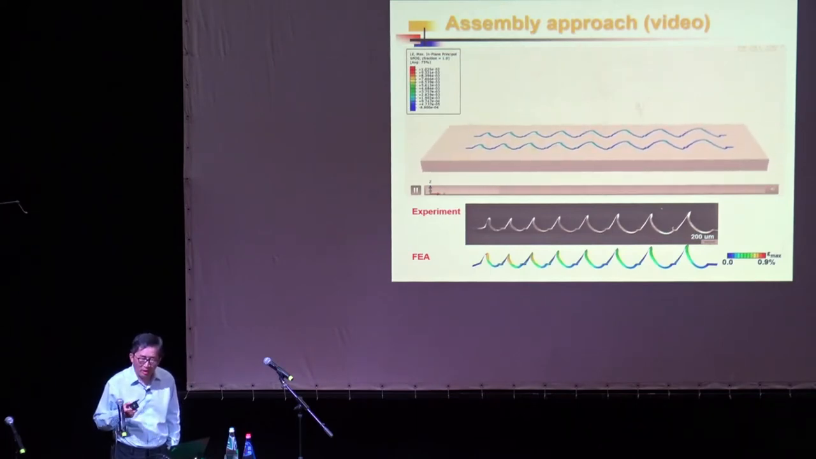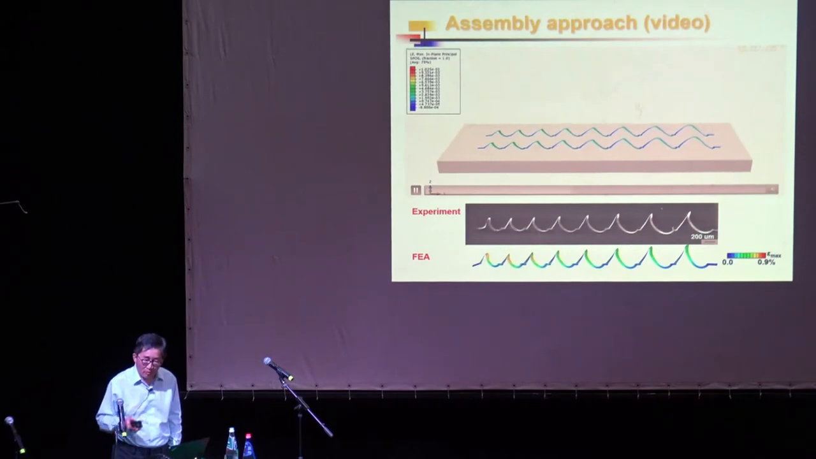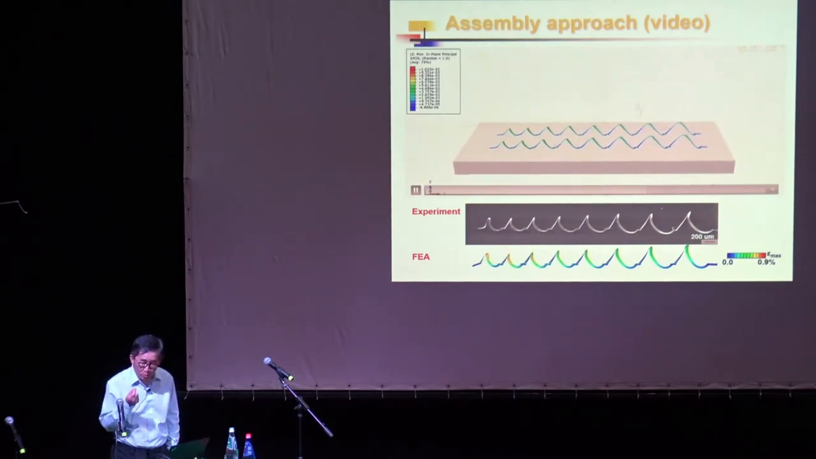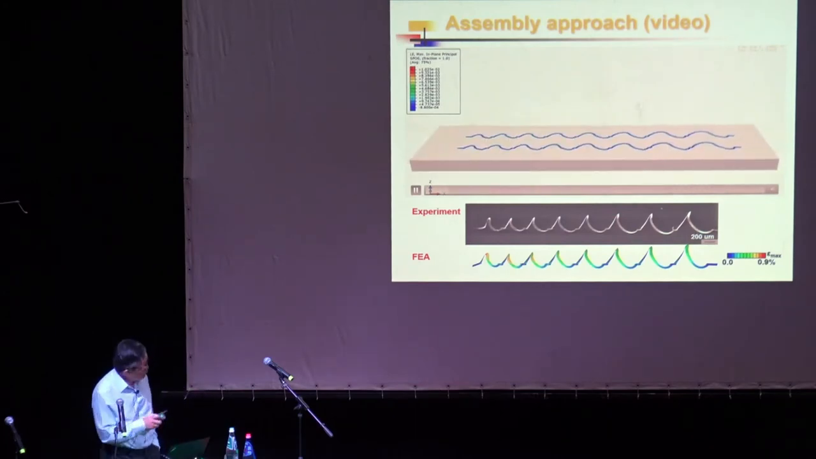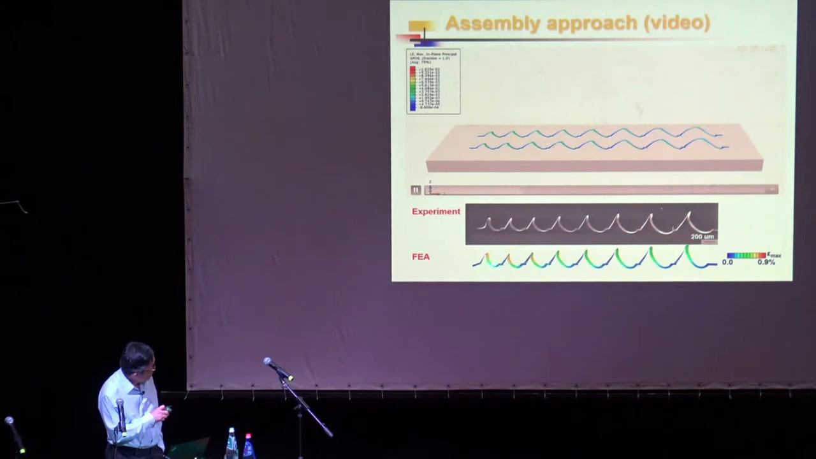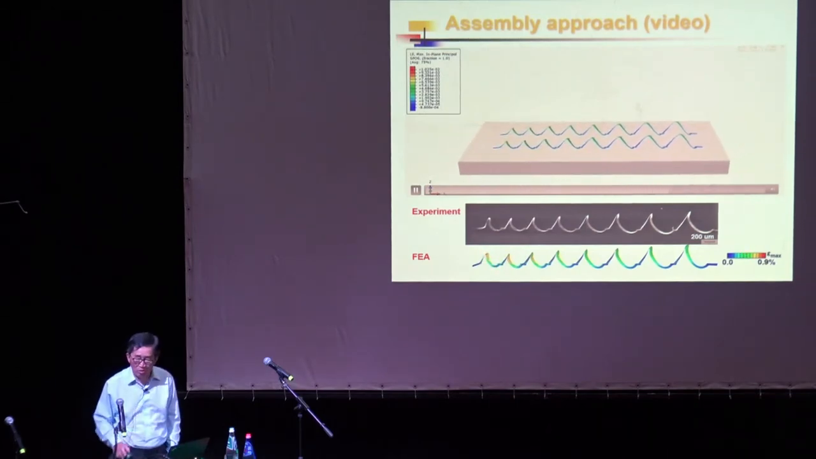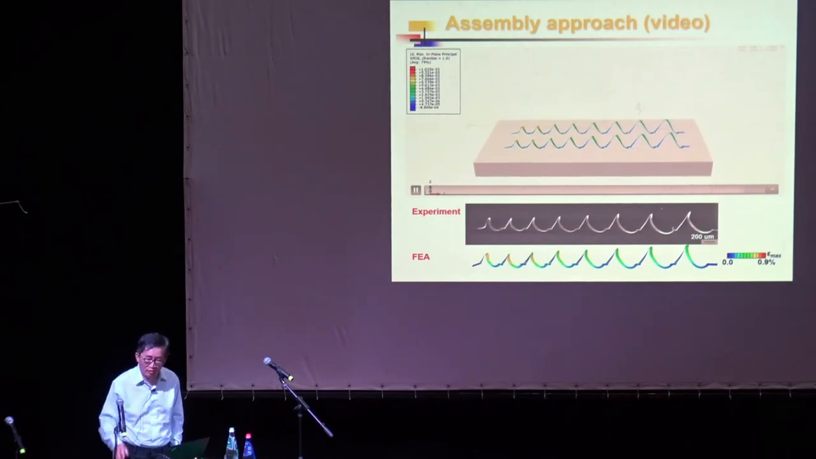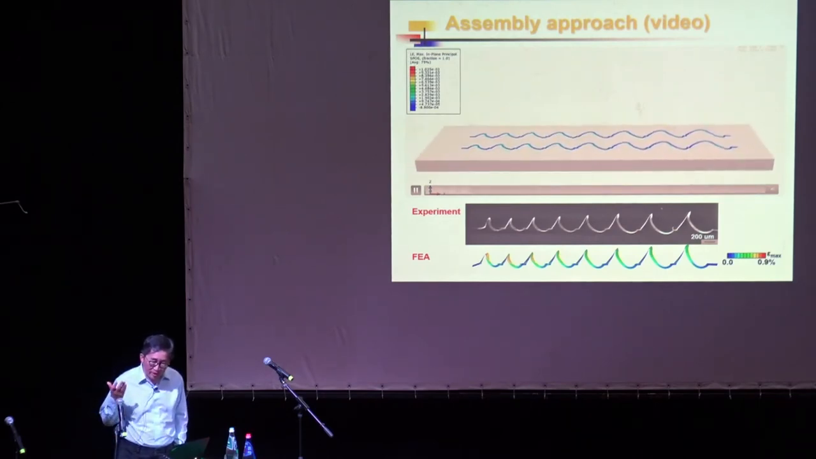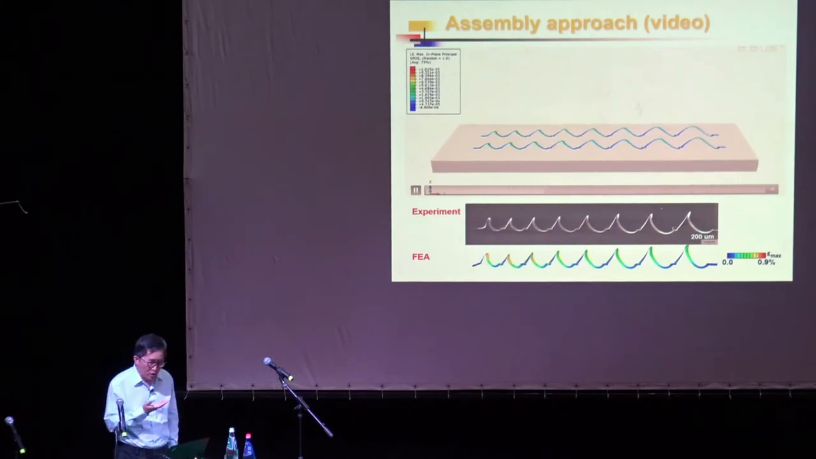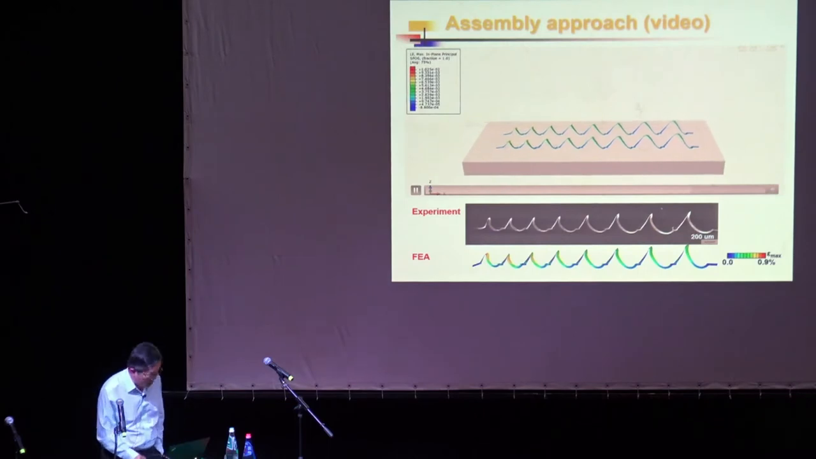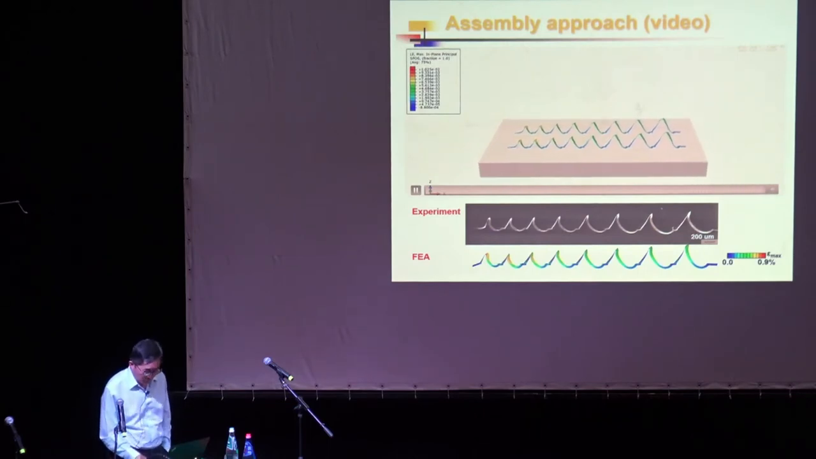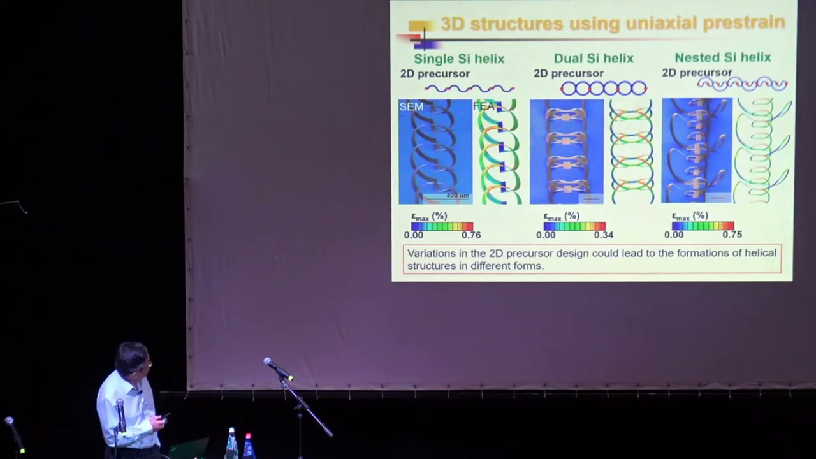Why do we do that? Because silicon, like metals and polymers, is a very brittle material. With just 2% stretching, it breaks. So we have to make sure during this process the strain in silicon is small. You can see the maximum strain here is roughly 0.4%, much smaller than the 2% fracture strain. So you really need mechanics to design this to make sure that silicon doesn't break when the three-dimensional structure is formed. So let me show you a few more structures.